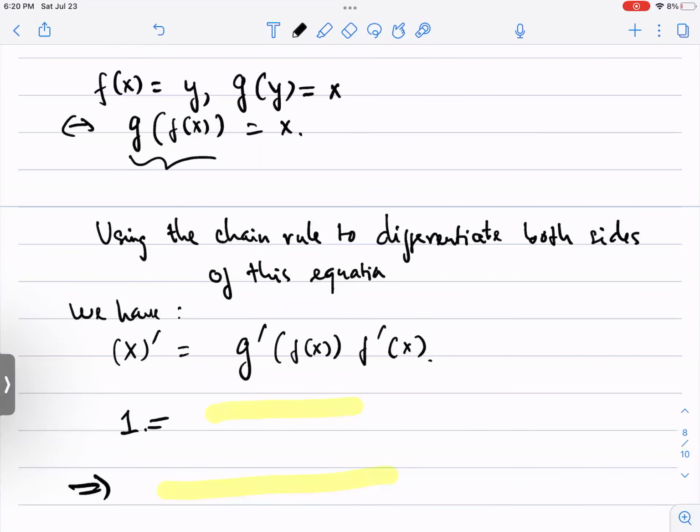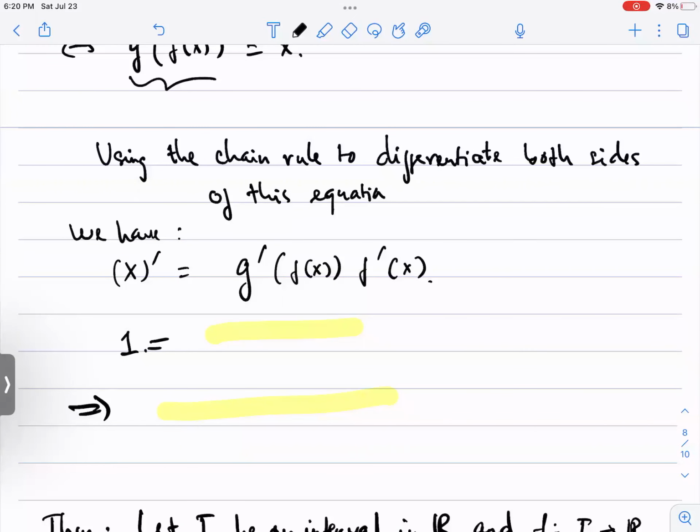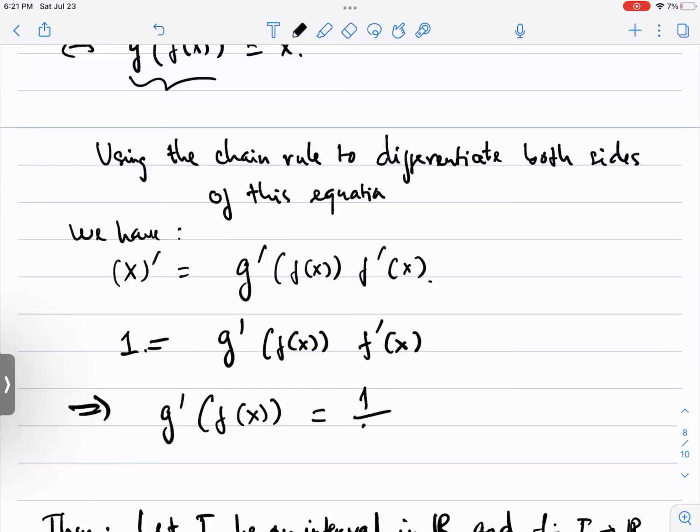On one side we have the derivative of the function x. On the other side, you have the derivative of this composition g composed with f. So the derivative of the other side is equal to g prime evaluated at f of x multiplied with f prime of x. The derivative of the function x is just equal to 1. That is, 1 equals g prime of f of x times f prime of x, which implies that g prime of f of x equals 1 over f prime of x.